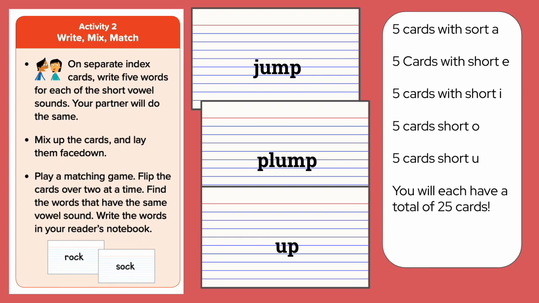Activity 2 is write, mix, and match. On separate index cards, write 5 words for each of the short vowel sounds. Your partner will do the same, okay? So over on the right-hand side here, if you do this activity, you will need 5 cards with words with short A. You need 5 cards with words with short E.